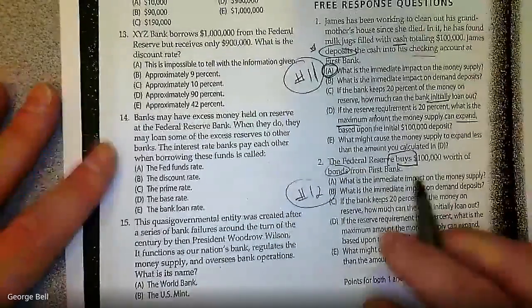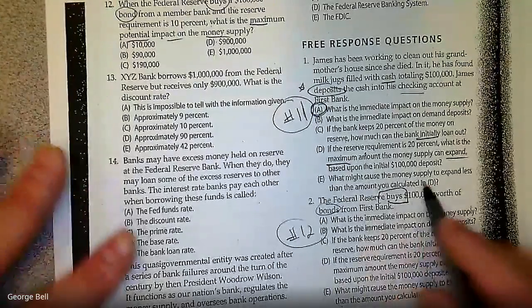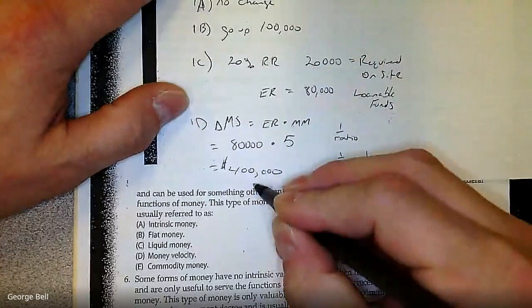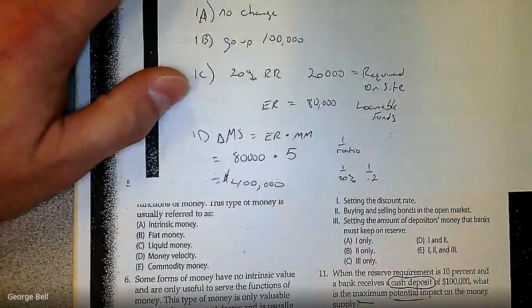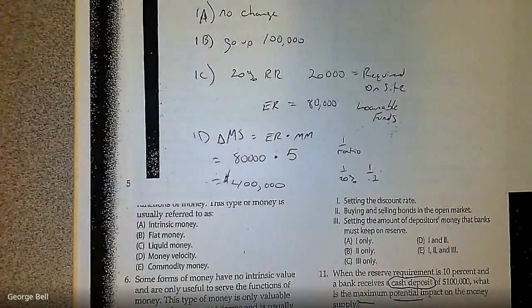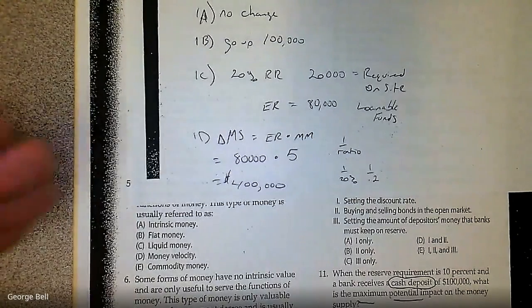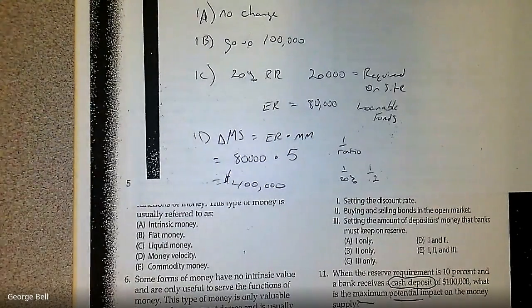1E says, what might cause the money supply to expand less than the amount that we calculated? So this is what we call the maximum change. It could change less if the bank doesn't lend all the money. It could change less if I took out $10,000 of the loan. What if I took $50 of it and stuck it in my wall for the apocalypse? If I did that, that means that the full value of the money is not getting lent out, and that means we're not going to get to the maximum $400,000.